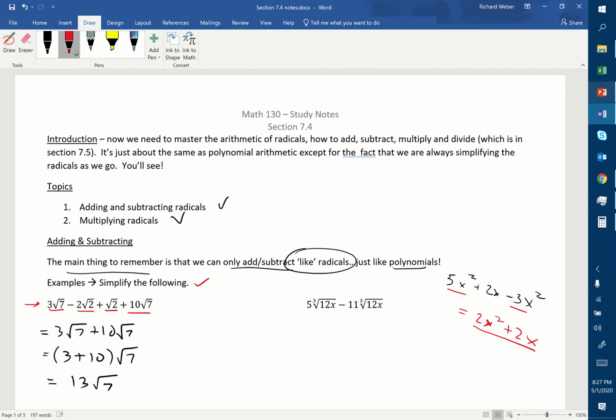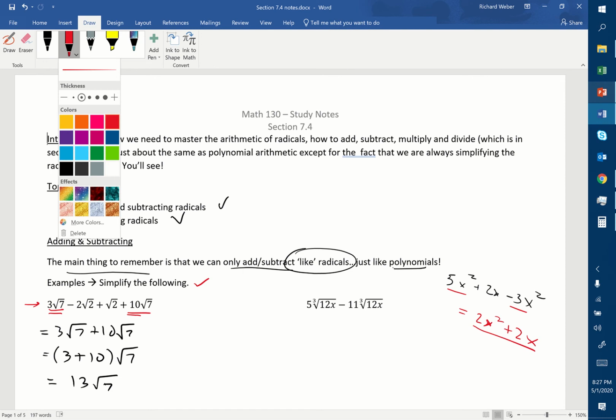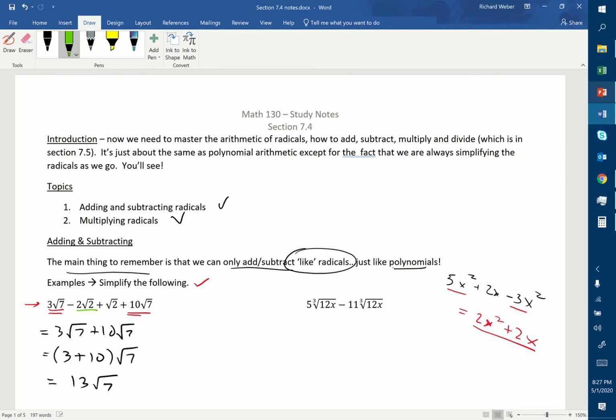But you don't have to do that. If you're super on this, you go, well, those two go together, and you might do these lines in a different color, maybe green. These two will go together, right? If you're super quick, 3 and 10 make 13 radical 7. I'm not trying to slow you down. In the other case, you've got minus 2 radical 2 and then plus radical 2. That's like saying minus 2x plus x, which is tricky at first, but then you realize it's just minus x.